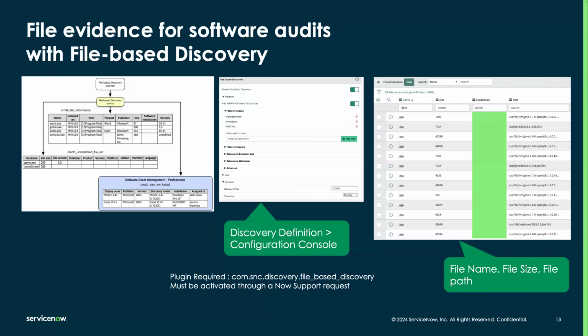So it is now possible to achieve file evidence for software audits with file-based discovery. That means that for very specific use cases, I'm thinking about Log4j or many other specific needs of the company, really, where file-based discovery needs to be performed. This can be adopted so that you can get the right evidence for specific files so you can achieve the different outcomes in your enterprise.